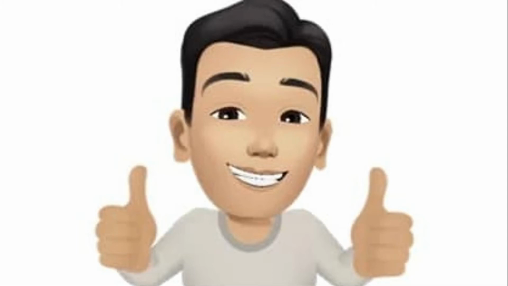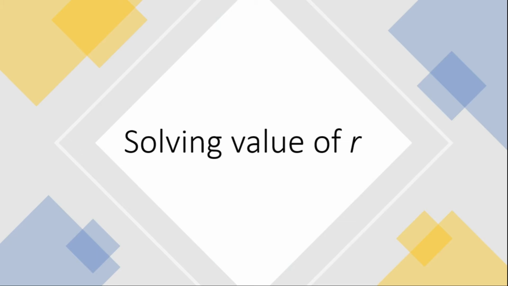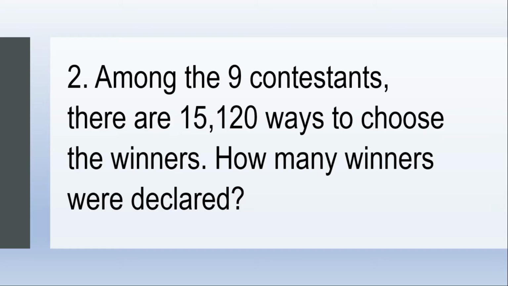Did you get the value of n correctly? That's great! Let us now proceed to the next part of this video, which is solving the value of r. Among the 9 contestants, there are 15,120 ways to choose the winners. How many winners were declared? Again, you can pause this video and answer these at your own pace.